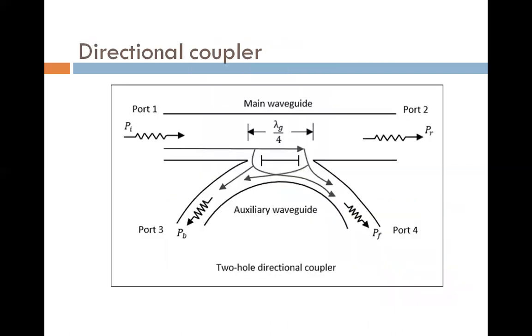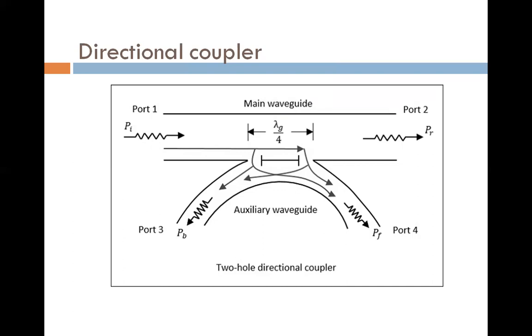Now second is the directional coupler. So first of all we see the figure. It has four ports: port number 1, port number 2, port number 3, and port number 4. So when we give energy to port number 1, what happens? Energy goes to port number 2 and port number 4, but in port number 3 there is no energy. So why does this happen?